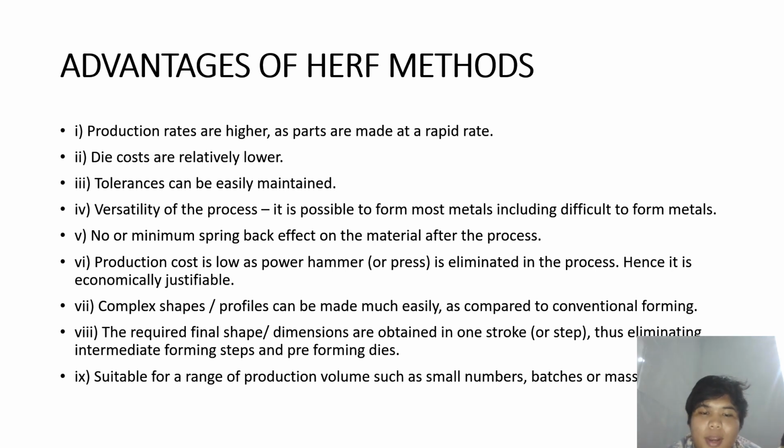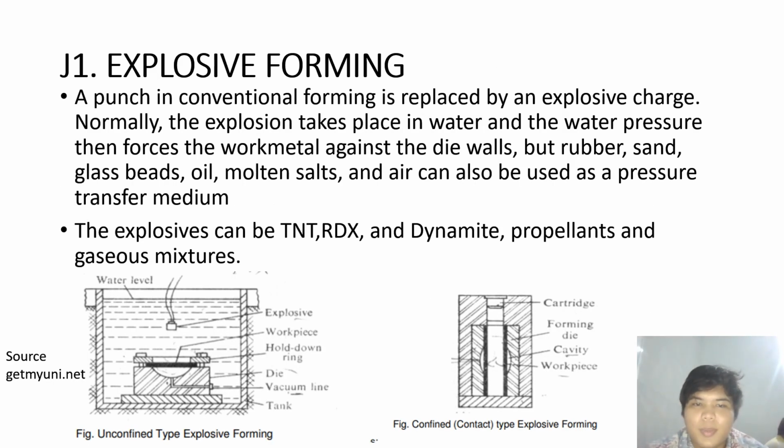Production cost is low as a power hammer or press is eliminated in the process, hence it is economically justifiable. Complex shape profiles can be made much more easily as compared to conventional forming. The required final shape or dimensions are obtained in one stroke or one step, thus eliminating intermediate forming steps and pre-forming dies. And the last one is that it is suitable for a range of production volumes, such as small numbers, batches, or mass production. Now we're going to talk about explosive forming.